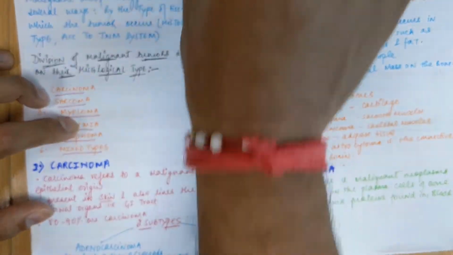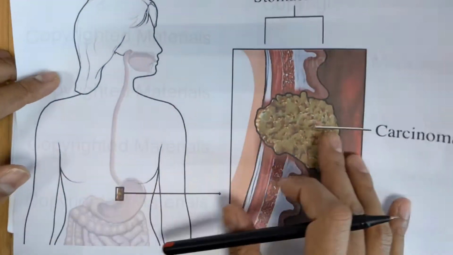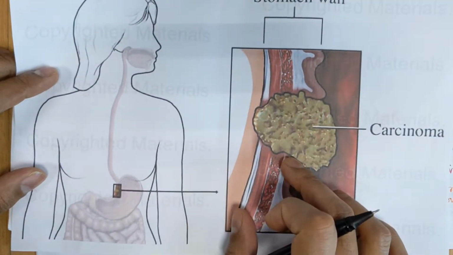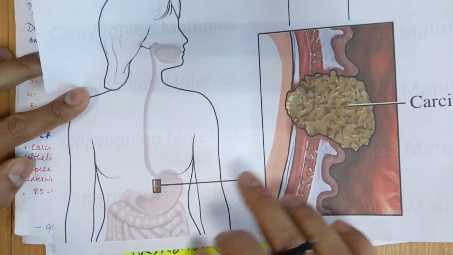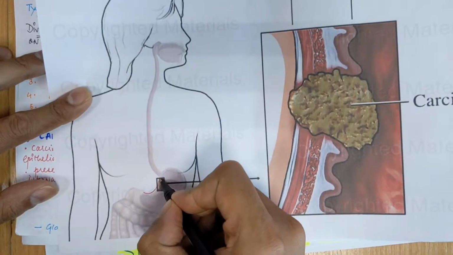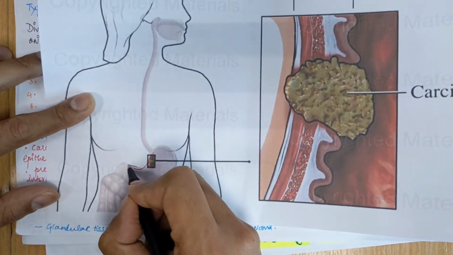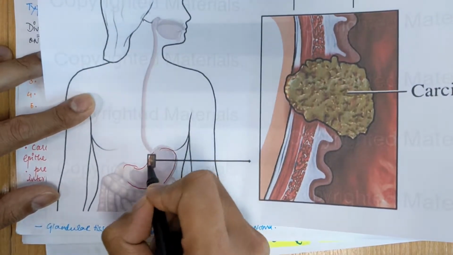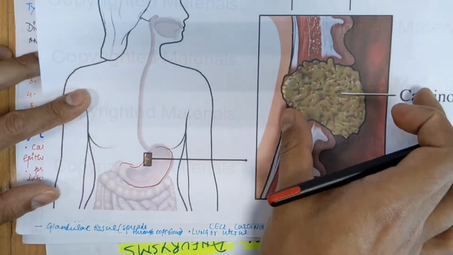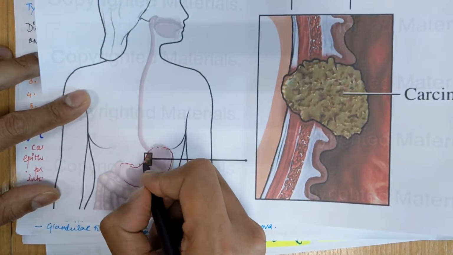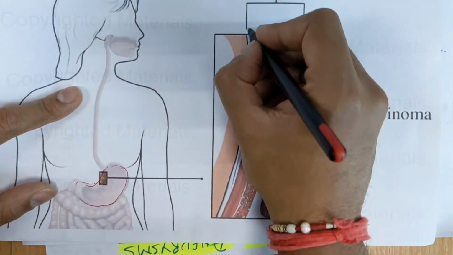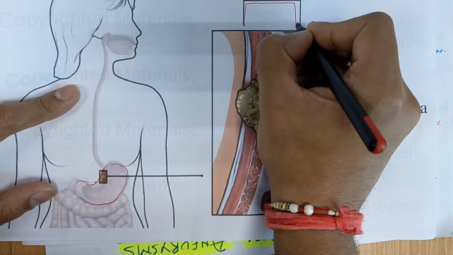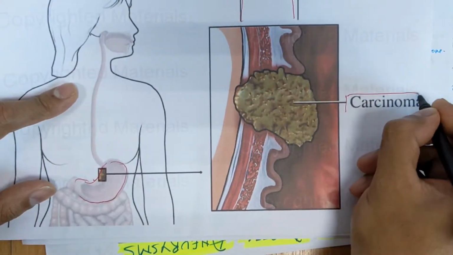Now we can see in this image the GI tract, which, as I told you, is the most common site. In this diagram you can clearly see the stomach, with the lesser curvature and the greater curvature. In the zoomed view of this carcinoma, this is the lesser curvature part where the carcinoma has developed, and this is your stomach wall.